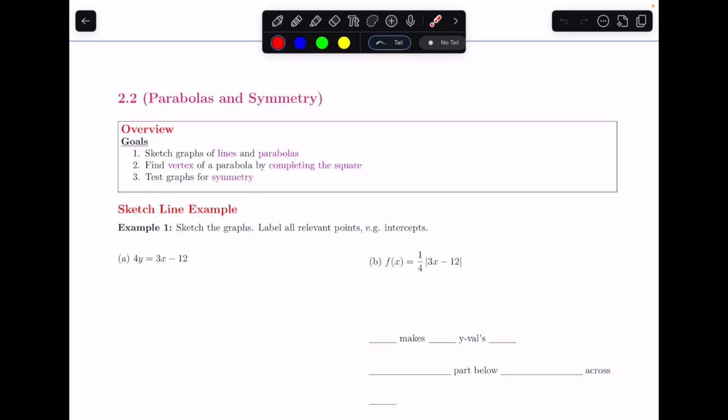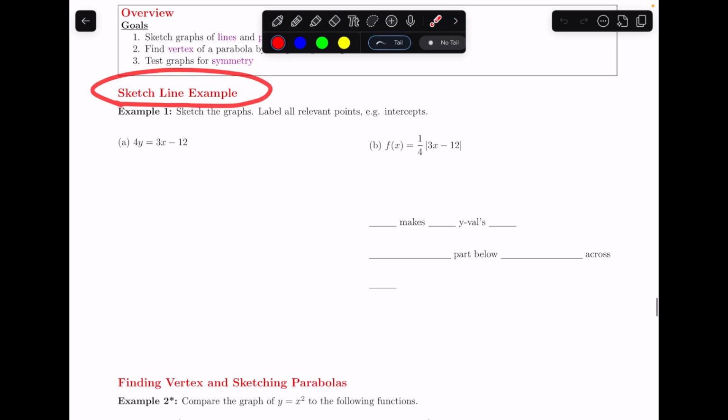In this video, we are starting our section on parabolas and symmetry. So our goals are to sketch the graphs of lines as a review, and parabolas, which will be our new topic. How do we find the vertex of a parabola? By completing the square and testing graphs for symmetry. In this video, we're going to do a quick warm-up example where we sketch a line. So let's get right into it.